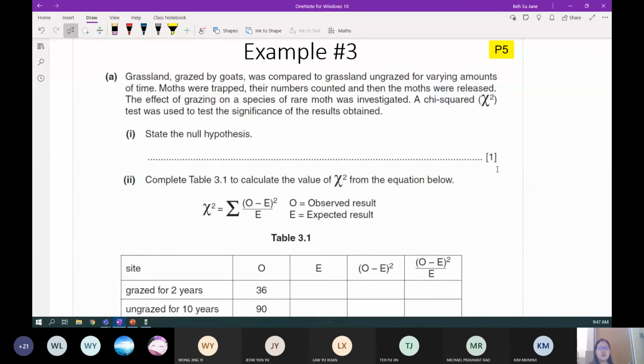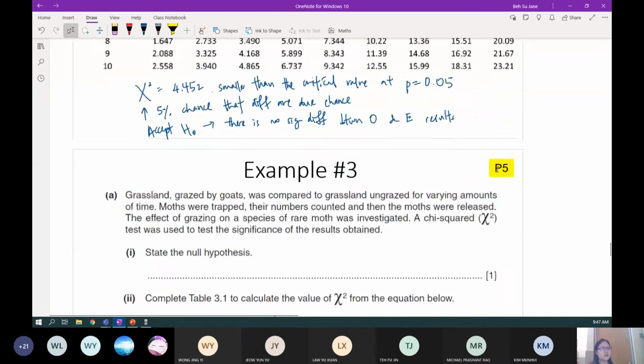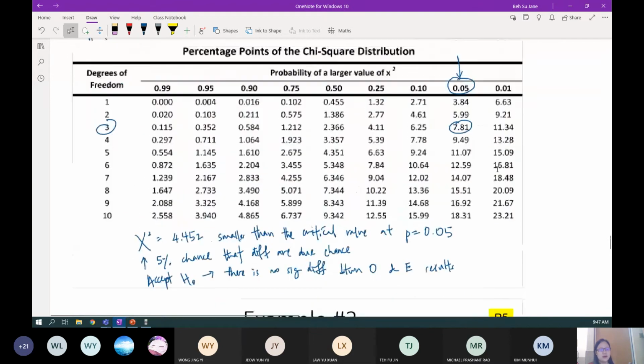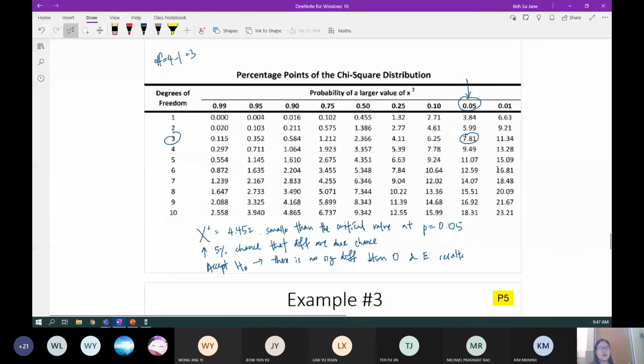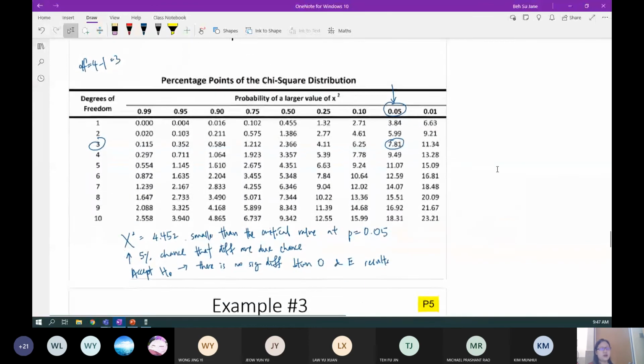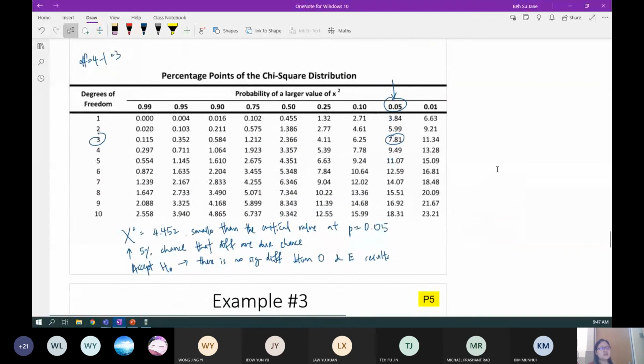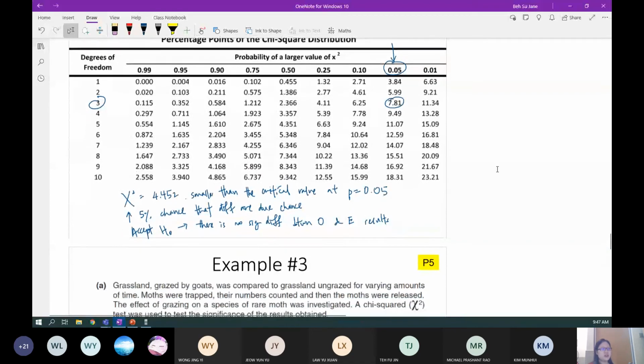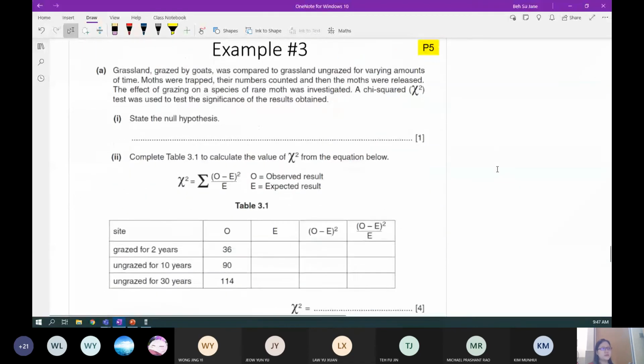One more question for a friend. So is it always number of categories minus 1? Only for the chi-square test. For the chi-square test, it's always number of categories minus 1. For other tests, it might be different, and I'll explain why later on. But for the chi-square table, it's always number of classes, number of categories, minus 1.